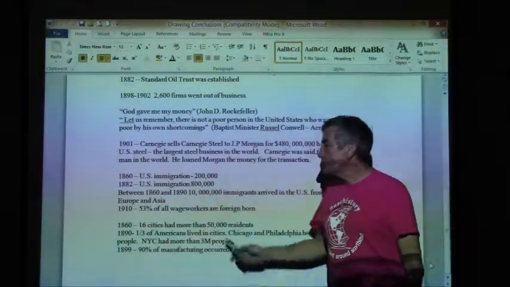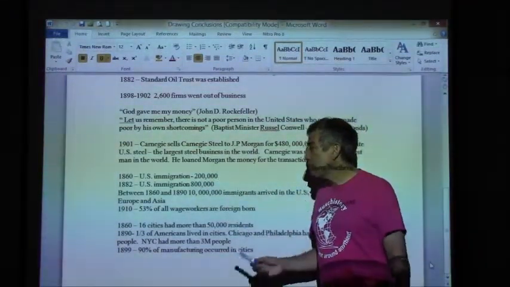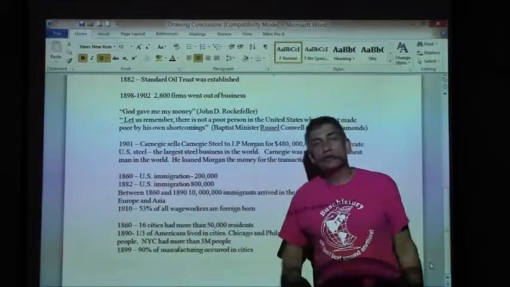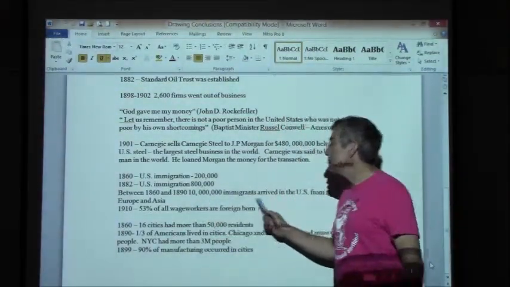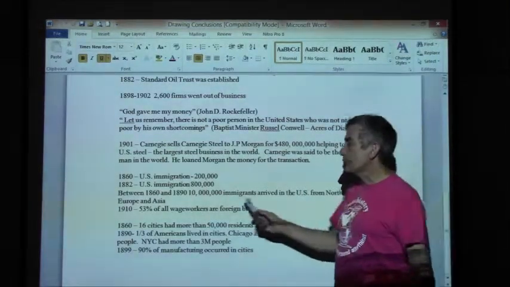In 1860, U.S. immigration was 200,000. In 1882, it was 800,000. Between 1860 and 1890, 10 million immigrants arrived in the United States from Northern Europe and Asia.